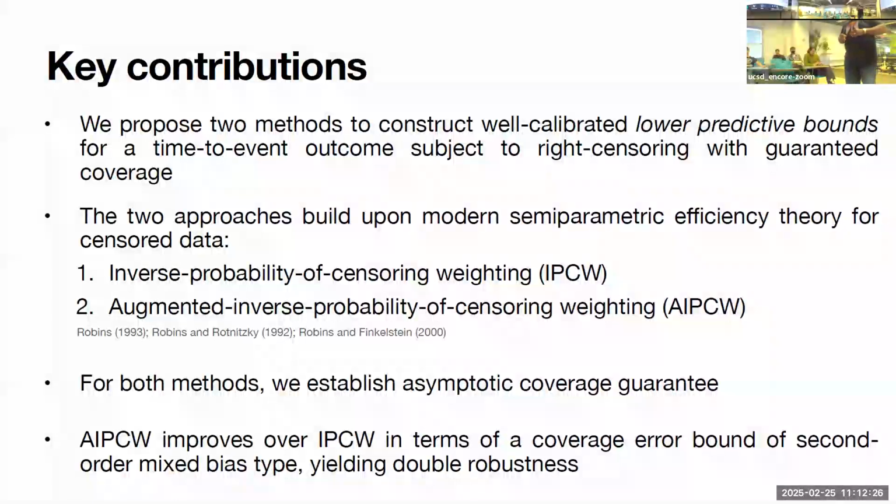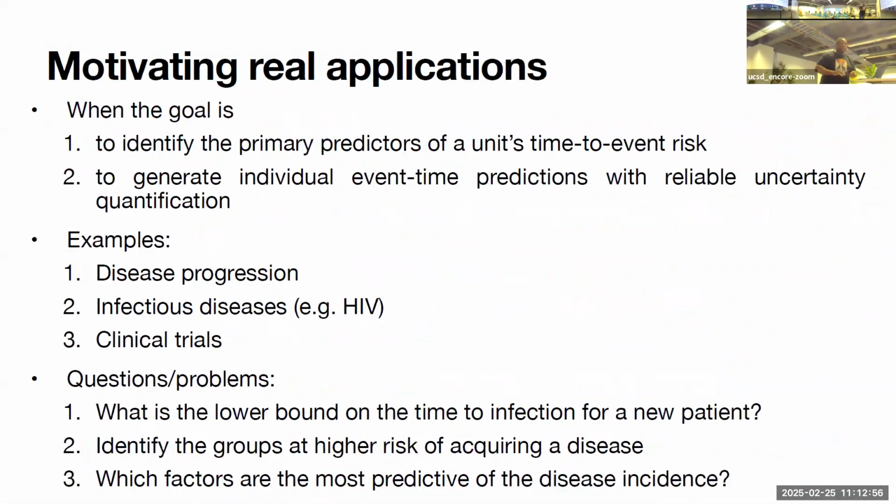We'll show that in fact AIPCW in that sense has some advantages over inverse probability of censoring weighting, in the sense that AIPCW will provide a coverage error term which is of second order, that is a smaller order bias than IPCW. This is quite abstract as an introduction. We'll work to make these ideas very concrete in the next few slides.